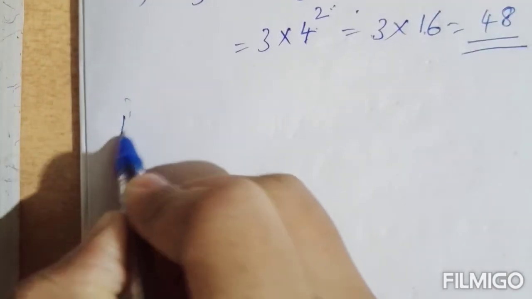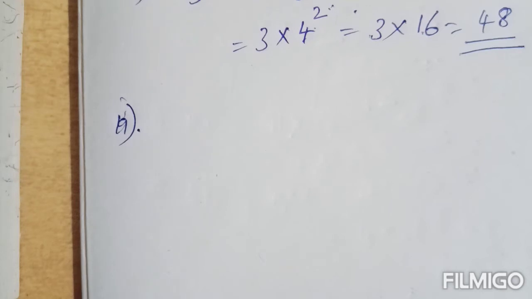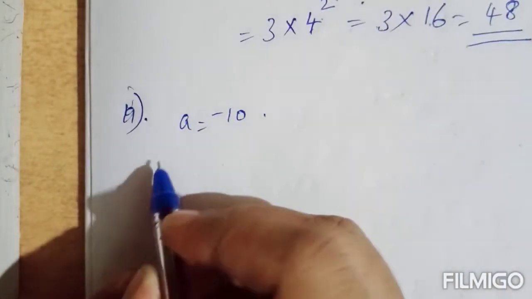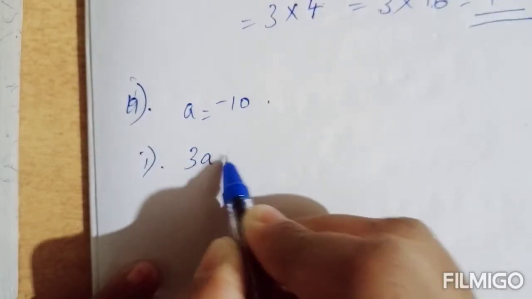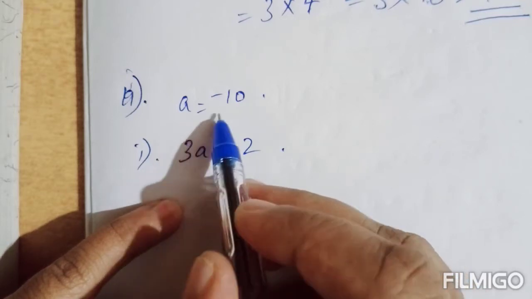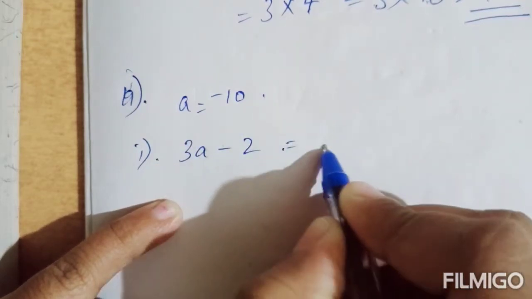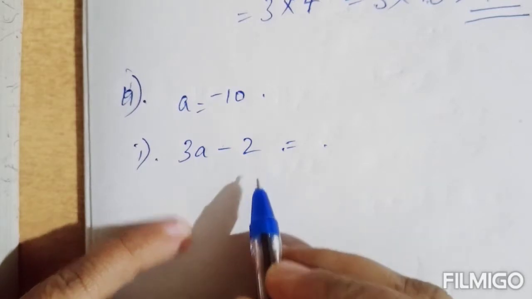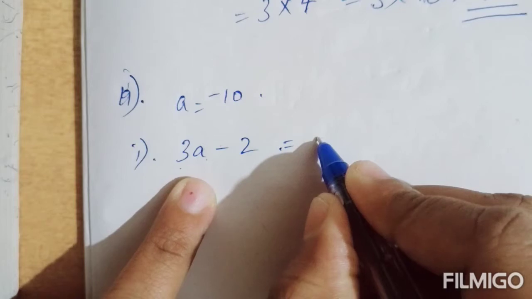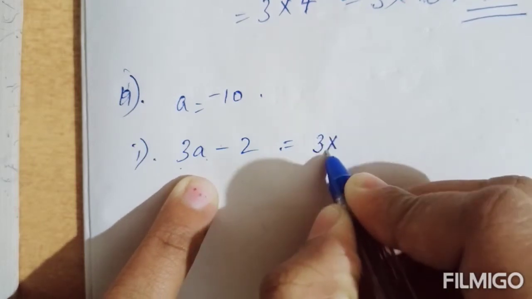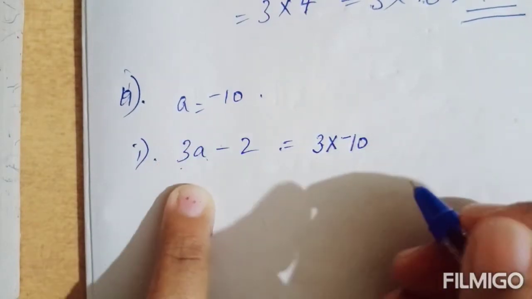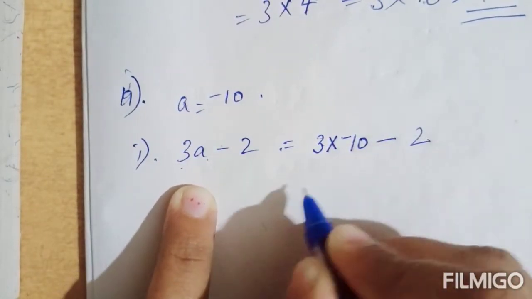In the 19th question, a value is given as minus 10. Evaluate the first one, 3a minus 2, if a equals minus 10. In order to find the value of this expression, just substitute the value for a. 3a is 3 into a, and the a value is minus 10. So 3 into minus 10 minus 2.